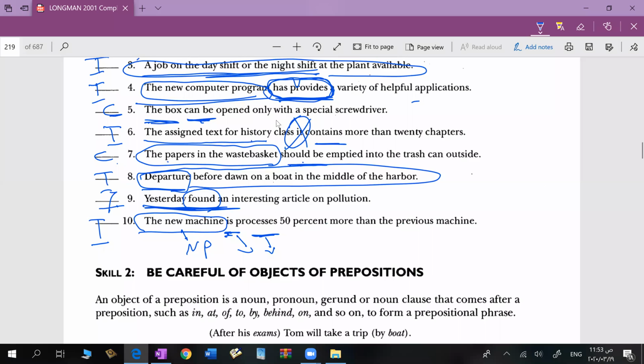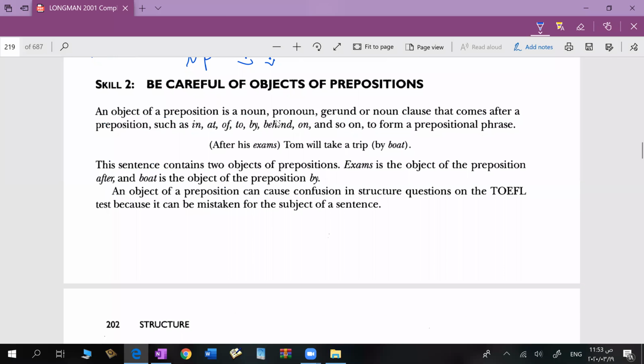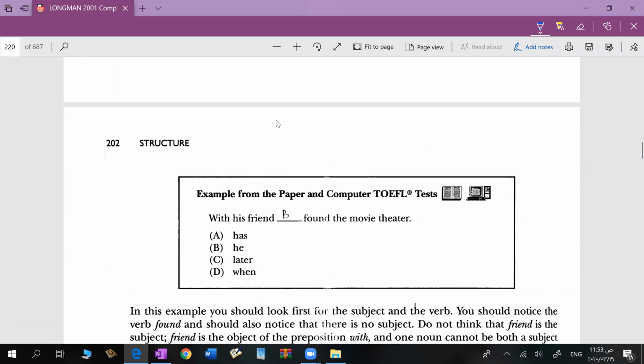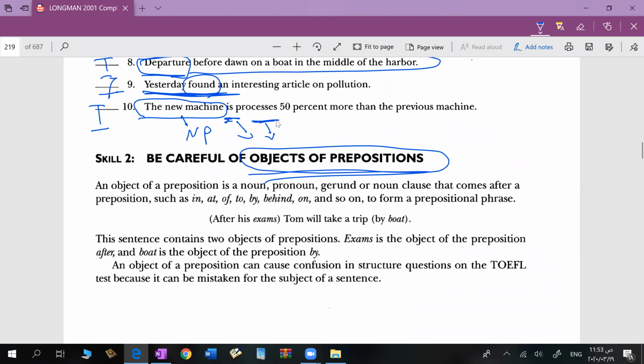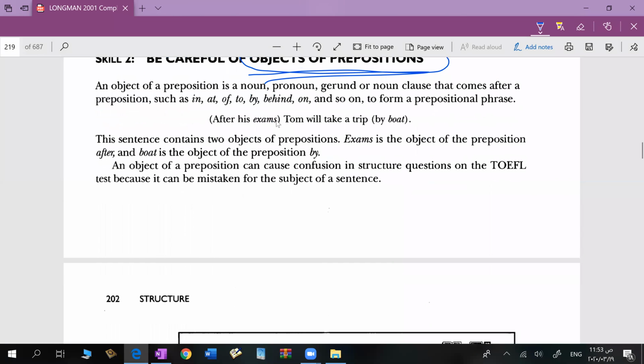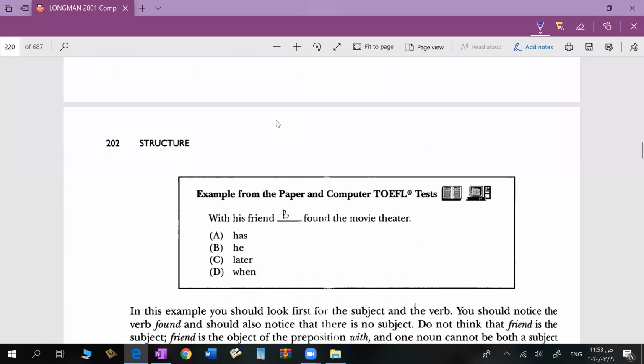Don't worry about it. Okay, be careful of objects of prepositions. What are prepositions? Prepositions are like in, at, of, to, by, behind, on, and so on. All these are prepositions. Again, I don't want you to get distracted. We are looking for a subject and a verb to make the sentence correct.